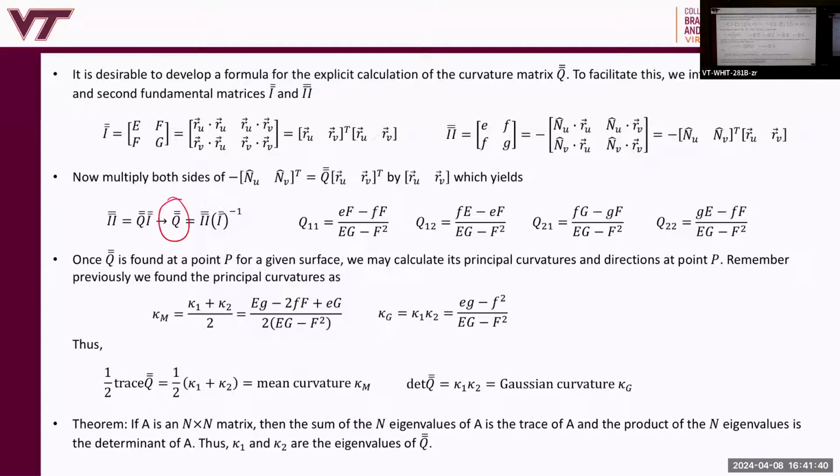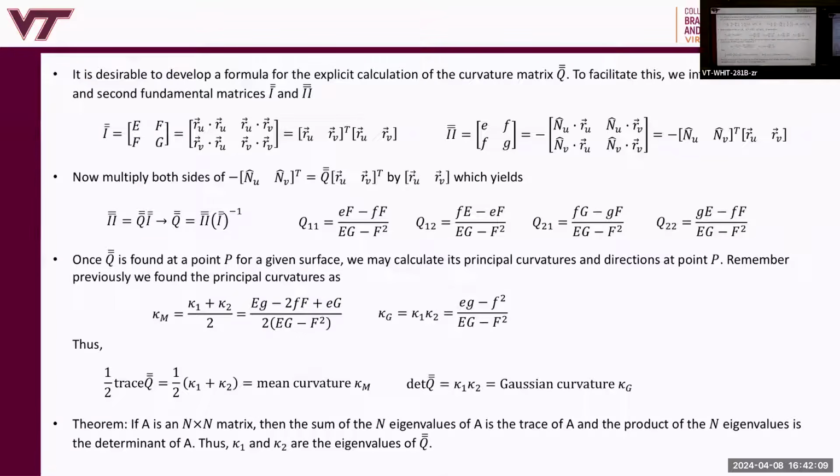So Q now is going to be in terms of 2 and 1, and 2 and 1 are in terms of EFG, right? So if you solve this product here, and you match up the entries of the matrix that results, upper left is Q11, and then lower right is Q22, and so forth, you get these expressions for the curvature matrices. All right? Good. So now we can calculate the entries of the curvature matrix directly.